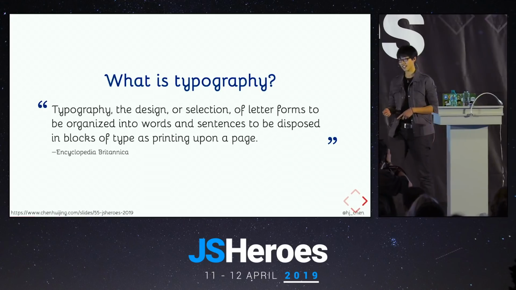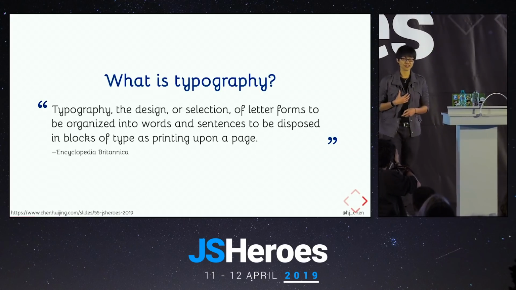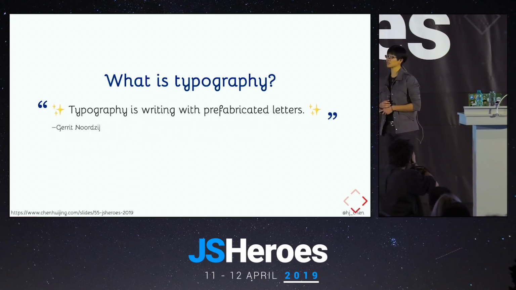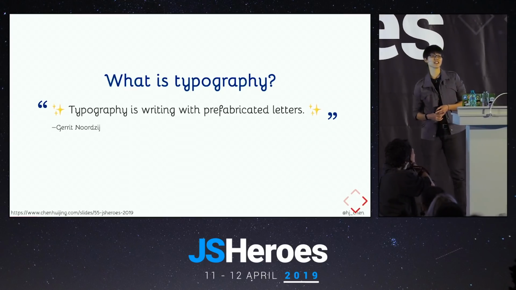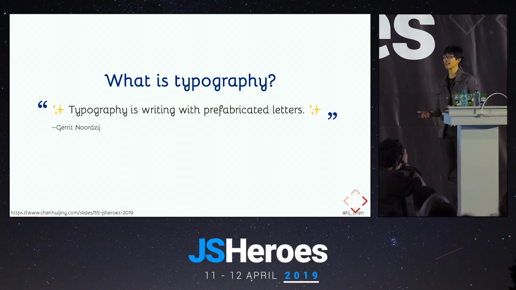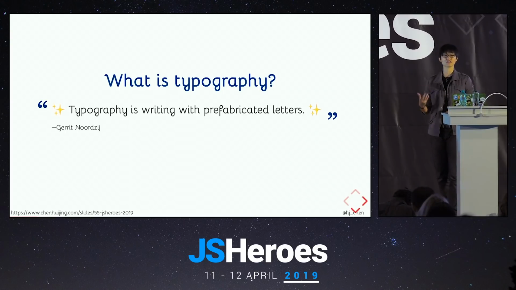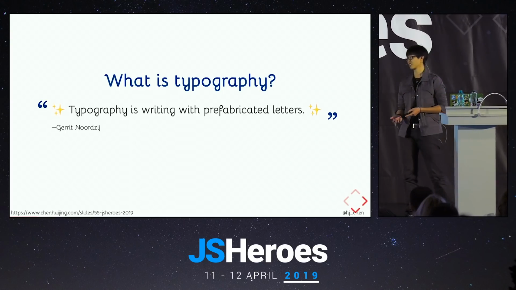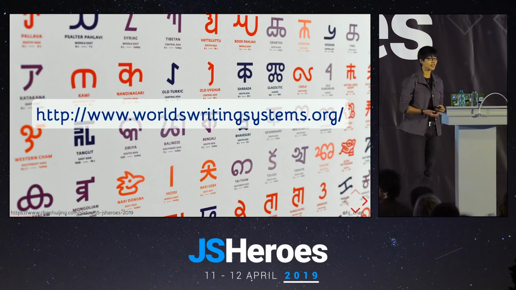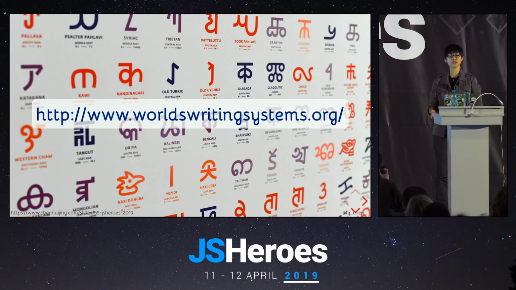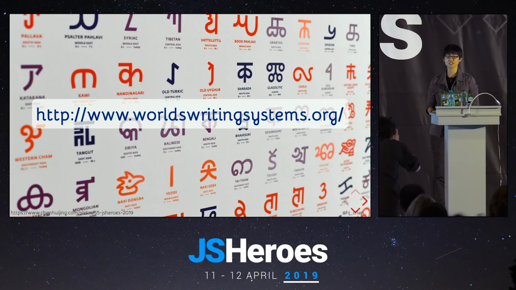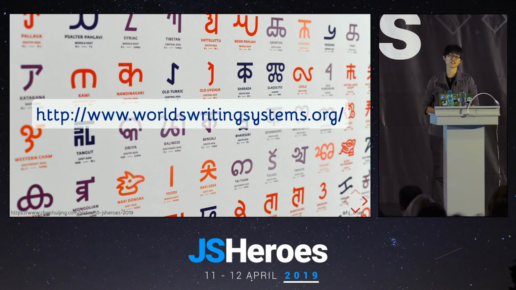Encyclopedia Britannica has its own definition, but I like this one by Gerrit Noordzij that says typography is writing with prefabricated letters, simply because it doesn't tie the definition into any specific medium. Typography as a discipline will continue to evolve as mediums change over time. Letters are mentioned in most of those definitions, and letters are a type of grapheme, which is the smallest unit of a writing system of any given language.